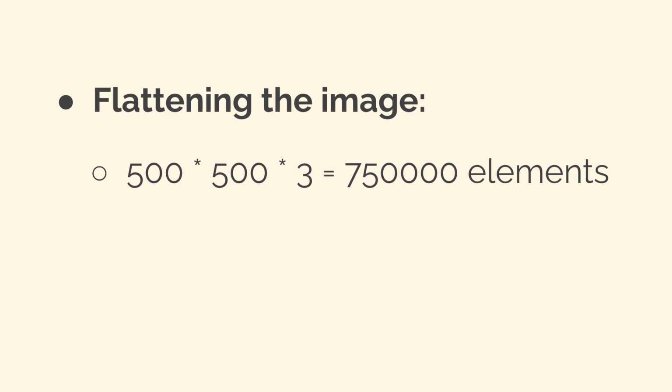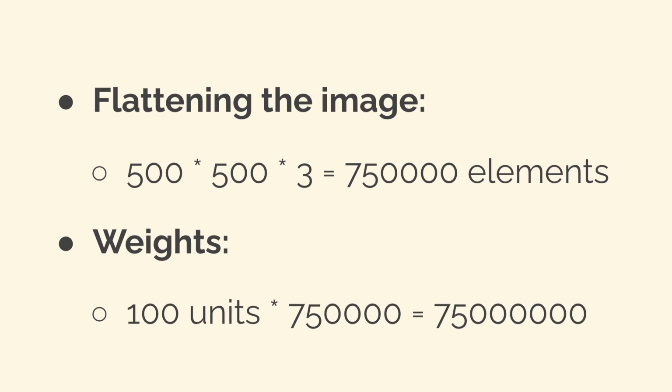So you end up with a lot of elements to represent your image. You end up with 750,000 elements of data to represent just one small image. And this is a lot of data, because if you consider having 100 weights per element, then you end up with 75 million weights, because you have 100 units by 750,000 elements. And that is way too much data. So working with image data is something you have to take into consideration, because even a small image of 500 by 500 pixels is a lot of data.